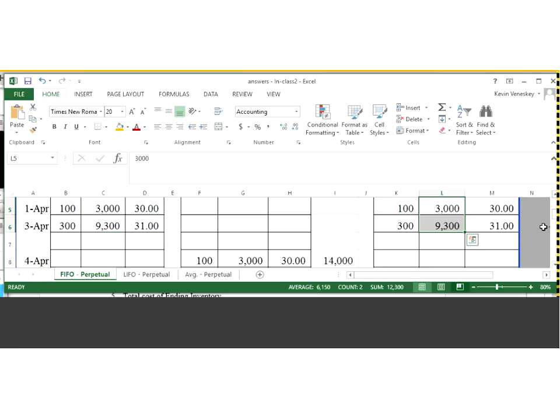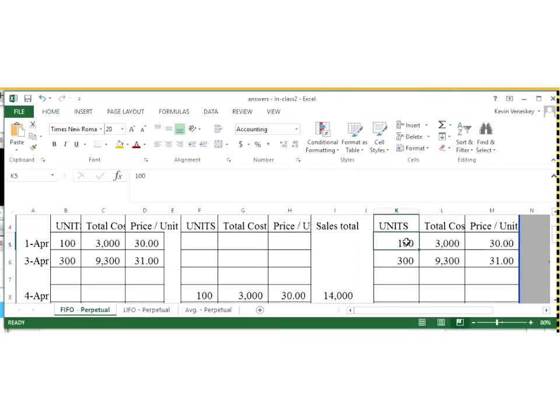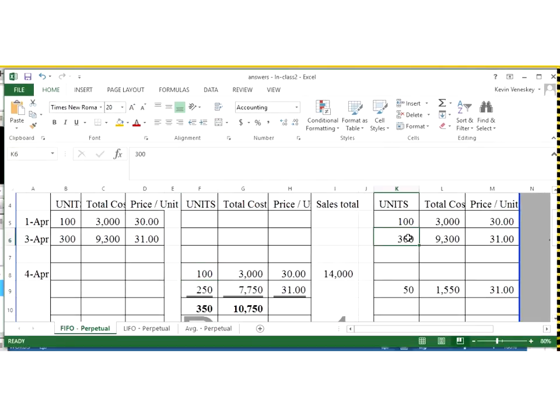So if I'm doing the FIFO method, first in, first out, I know I'm selling these 100 items first. And if I'm selling 350 items, I'm selling all the first 100. Those guys are completely gone. And those items cost 30 bucks a piece. So again, the total cost is going to be the same. Now, if I sold 350, I just took care of 100 of them. That means the remaining 250 came out of the next group. I took 250 out of here, and those 250 items cost $31 a piece.